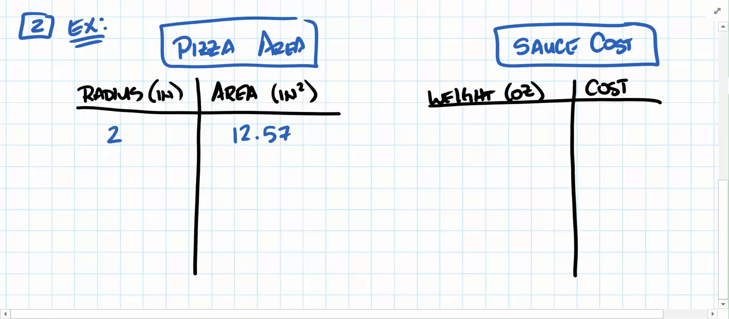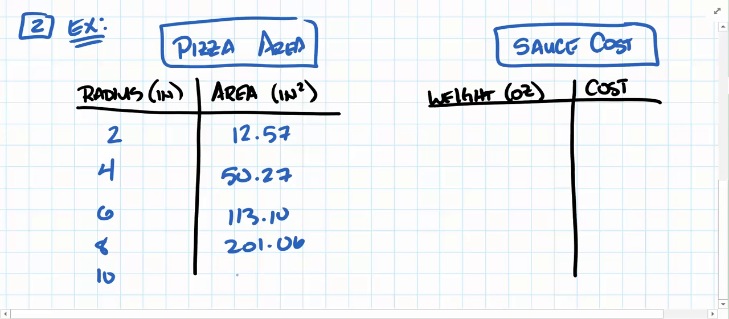If we do a 4-inch radius pizza, I don't need to put inches there, then we're going to have 50.27 inches squared. If I have 6, it's going to be 113.10. If I have 8, it's going to be 201.06. And if I have 10, it's going to be 314.16. And that's all in inches squared. Okay? So that's one set of data on the left.